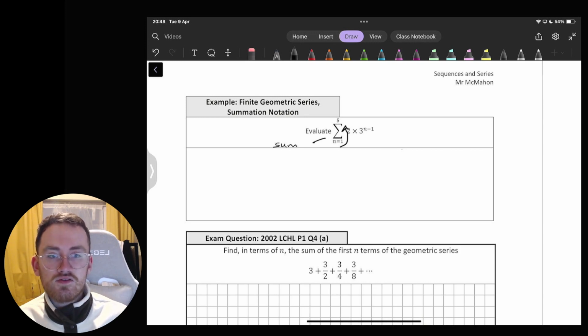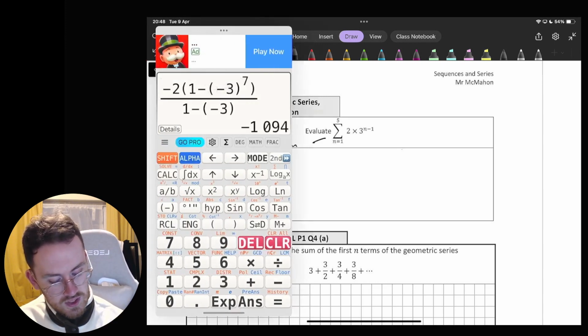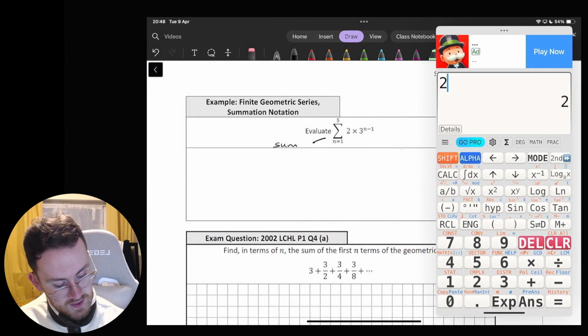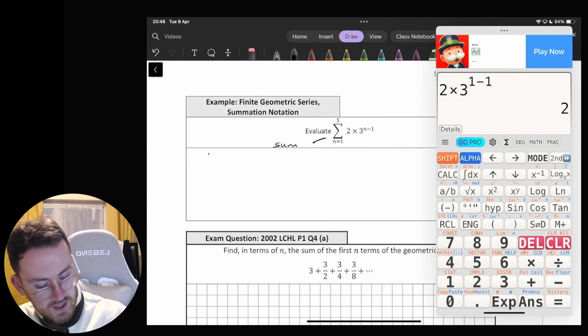So we're starting from n equals 1 all the way up to n equals 5 of this sequence, 2 times 3 to the power of n minus 1. Working out those different values, we could use our calculator in this case. So 3 to the power of something minus 1. We're starting with 1, so 1 minus 1, that gives me 2.